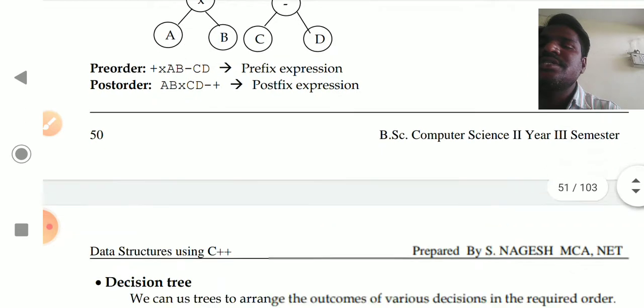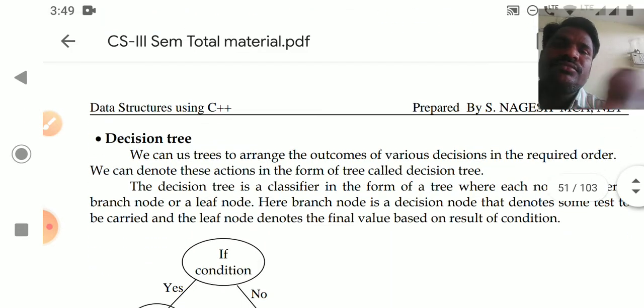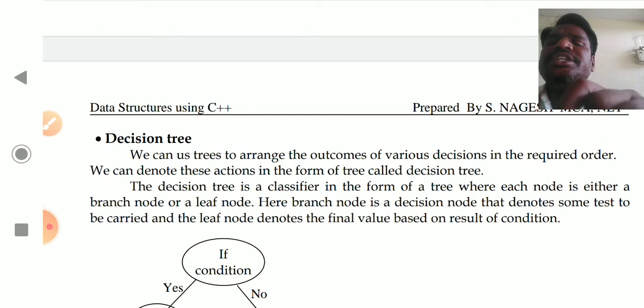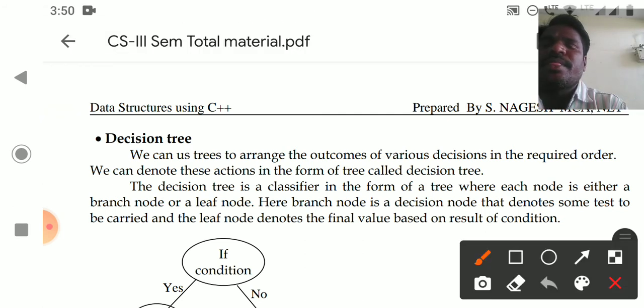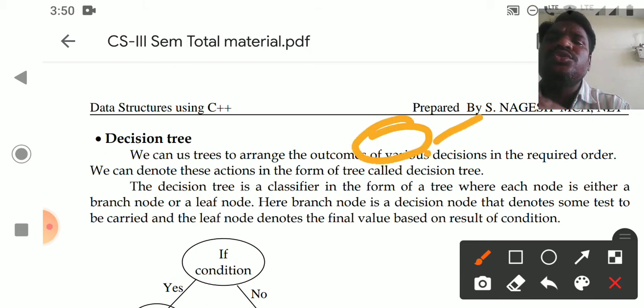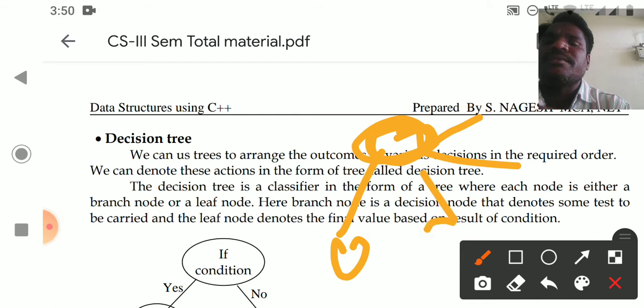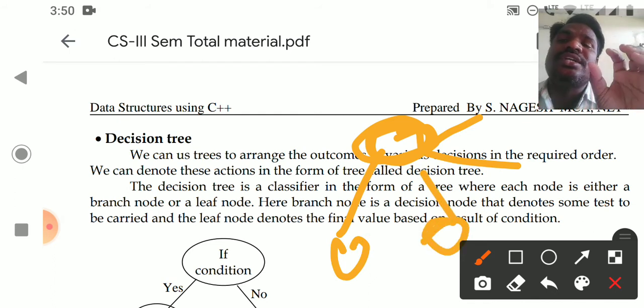Next one is the decision tree. Generally, with a decision tree, we can use trees to arrange the outcomes of various decisions in a required order. For example, if you take a decision, an expression or a condition is there. What are the possible values we may take for this condition, and what is the output of that condition? Based on that, we construct a binary tree.